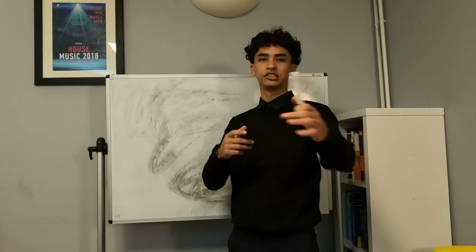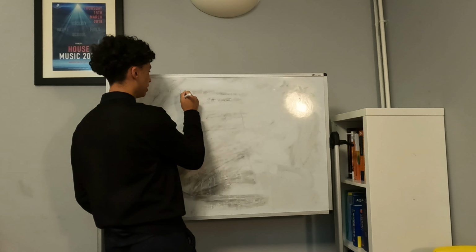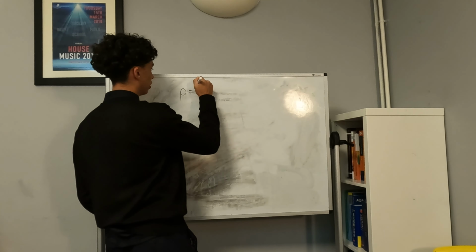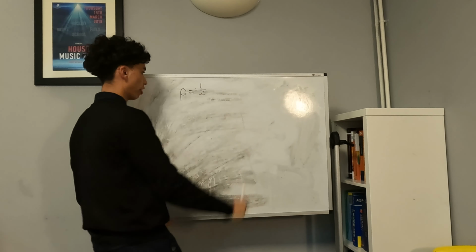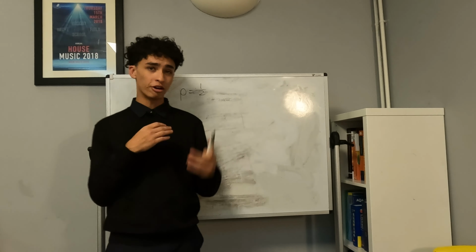Imagine we have a coin toss. Now, assume that the coin is fair, right? What would the probability of getting a head be? Because it's a fair coin, P equals 1/2, right? 0.5. Let's say we run a little experiment here.